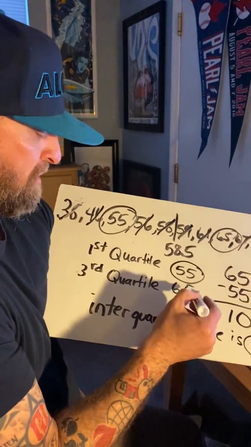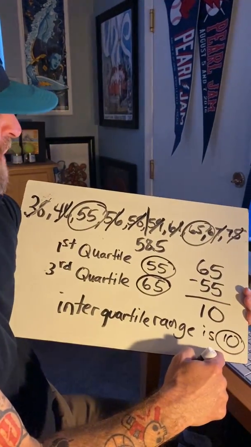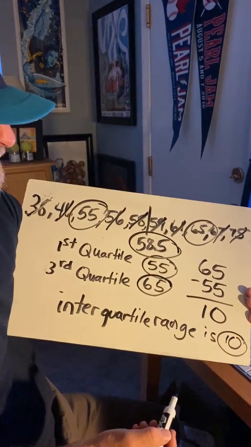So first quartile, third quartile, interquartile range, and this was the original median. It's a lot of work.